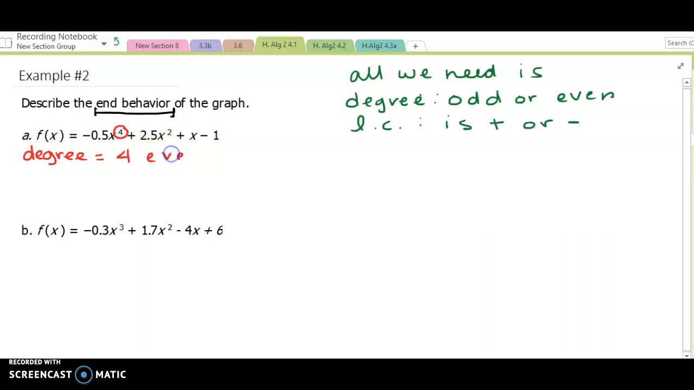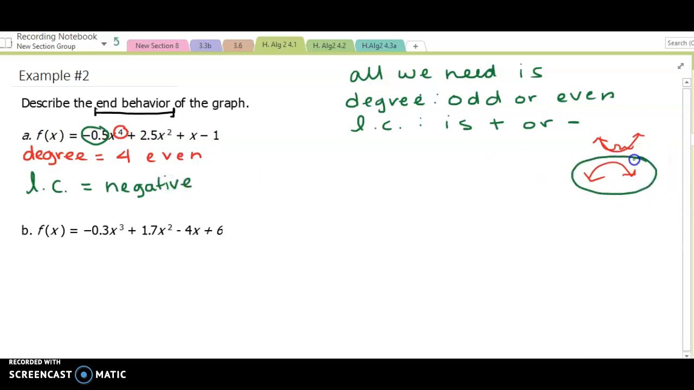which is even. Okay, so that tells me my graph is either going to do this or it's going to do this, one of the two. It might be kind of wavy in the middle, but we're just concerned about the ends right here. Now this leading coefficient is what tells us which way it goes, and the leading coefficient is negative. And therefore, this is what our graph looks like. Okay, so if we put this on a coordinate grid, maybe it looks like that.